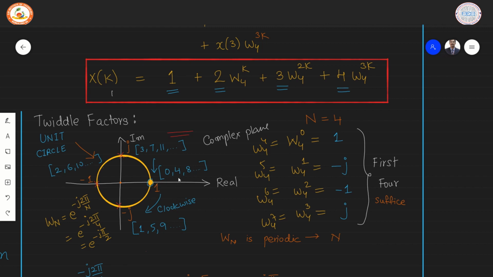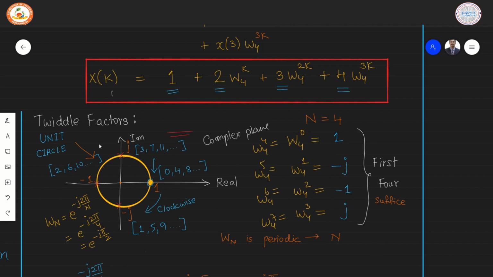For the next power, which is 4, it is actually the same point. Therefore, W4 to the power of 4 is equal to W4 to the power of 0. The next point corresponds to the power 5. Next will be 6, next will be 7, and like this you can keep on calculating the different Twiddle factor powers. So we can observe that the difference in the powers here is 4, which is equal to the period. Hence, WN is said to be periodic with a period of capital N. Now, for this particular numerical, I think the first 4 points are sufficient, so we can stick to that.